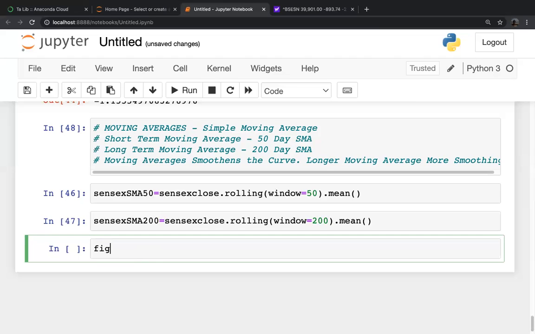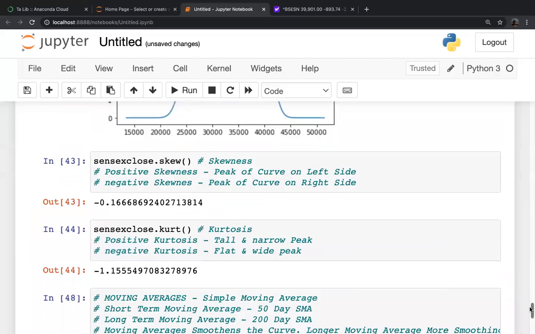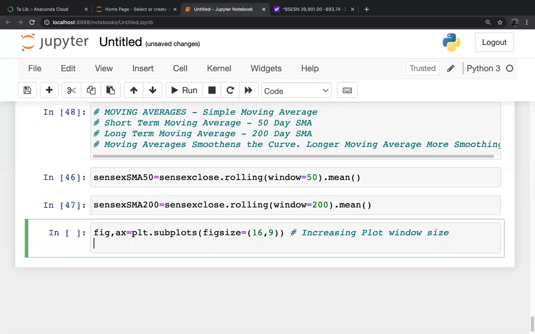First, we will fix the plot window. fig, ax is equal to plt dot subplots, figsize is equal to 16 by 9. We are increasing the plot window size because we are getting a smaller plot window. If you look at all our plots, they are coming very small. So I am going to increase the plot window size to 16 by 9. Once we have set up the plot sizes, then we will start the plot.